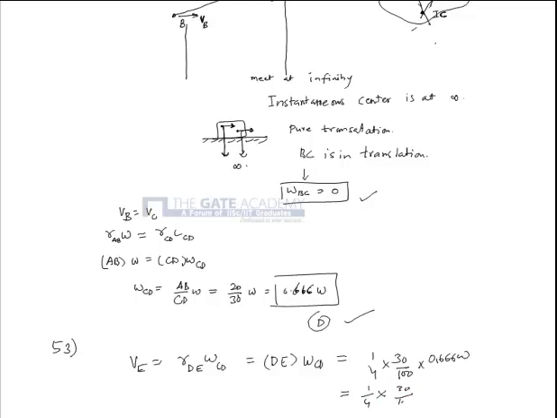So this value comes out to be, 0.666 I can write again as 2 by 3 for simplification. So this will be 10. So this comes out to be 5 by 100 into omega, which is nothing but 5 omega, and 100 I can put as a centimeter per second. So the answer would be B for 53.